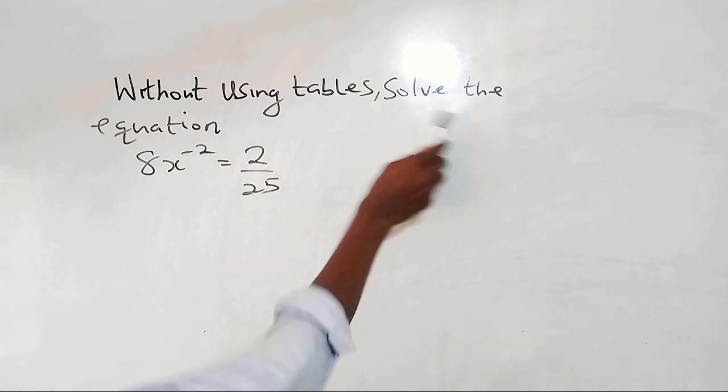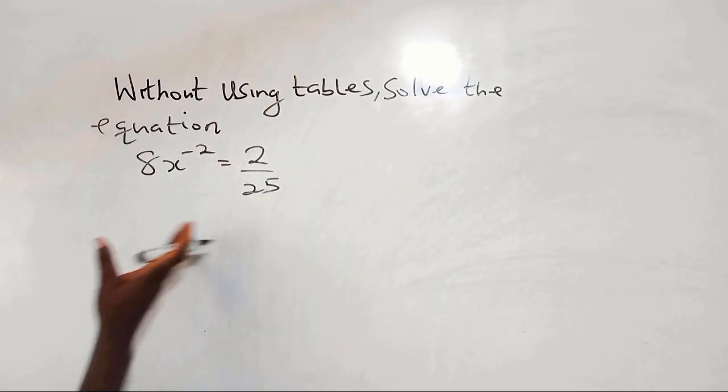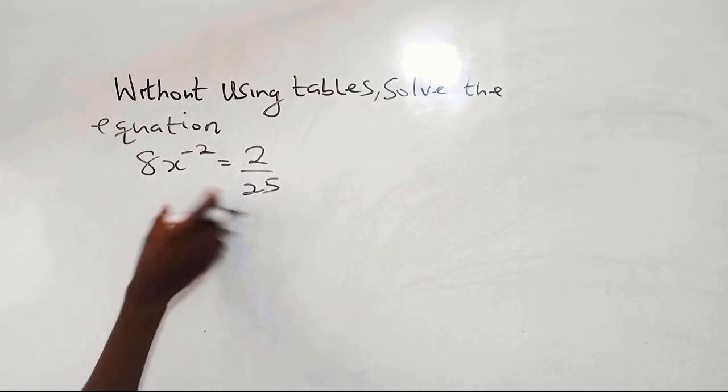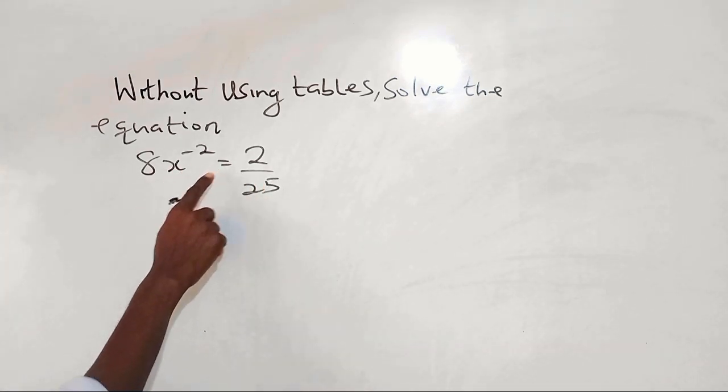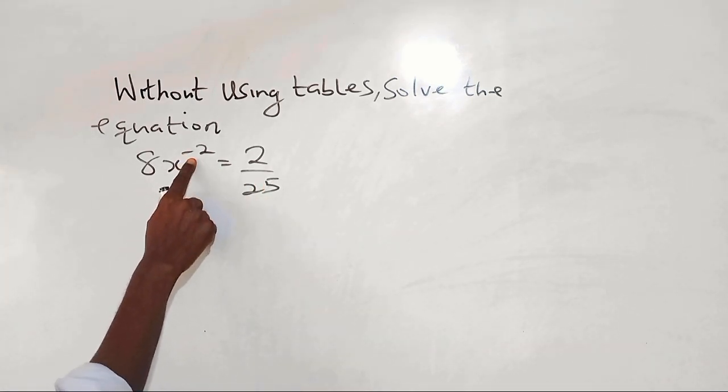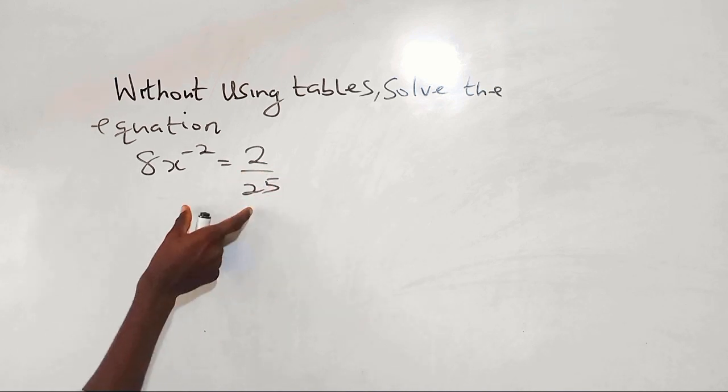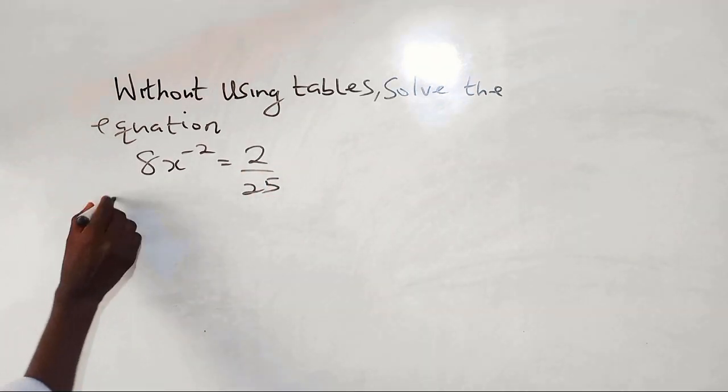Using tables, solve the equation. Okay, so this is an equation involving indices. Here we have 8x to the power minus 2 equals 2 over 25. So how do we go about this? Solution.